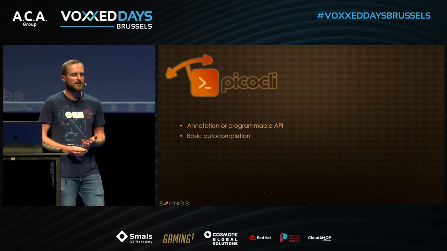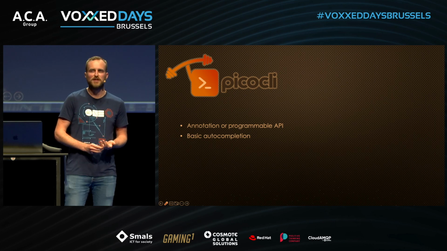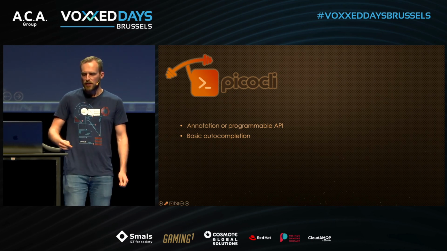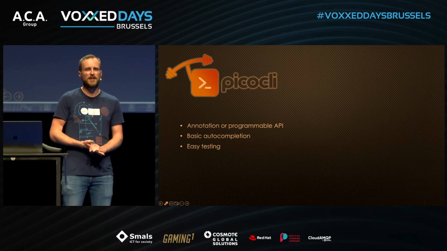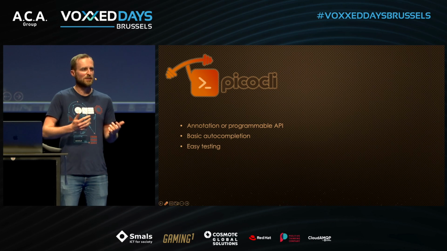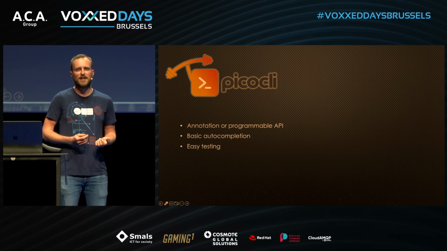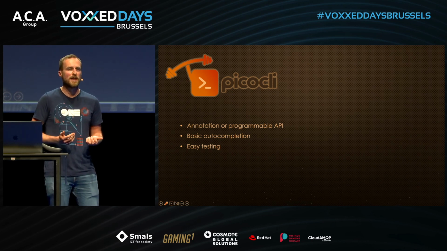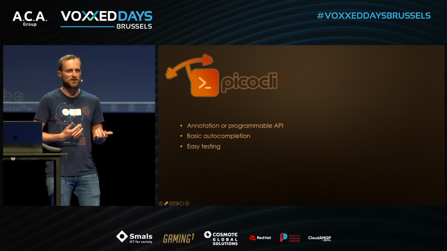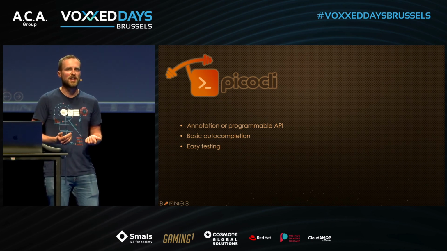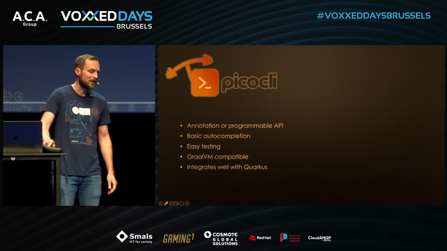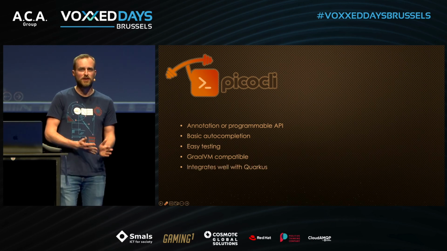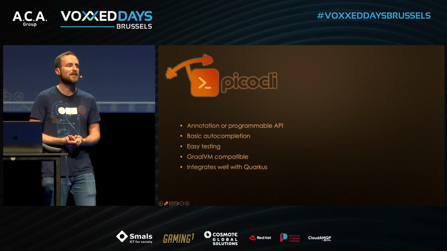But actually, this auto-completion is very usable for most of the CLI tools that you want to build, probably. And it also offers easy testing possibilities, so you can easily simulate a command line application being started up in your unit tests, for example, and you can just invoke a command and check what the standard out and the standard error is, or the exit codes. Lastly, it's GraalVM compatible as well, and it also integrates well with Quarkus. So Quarkus has built some integrations, especially for PicoCLI, actually.